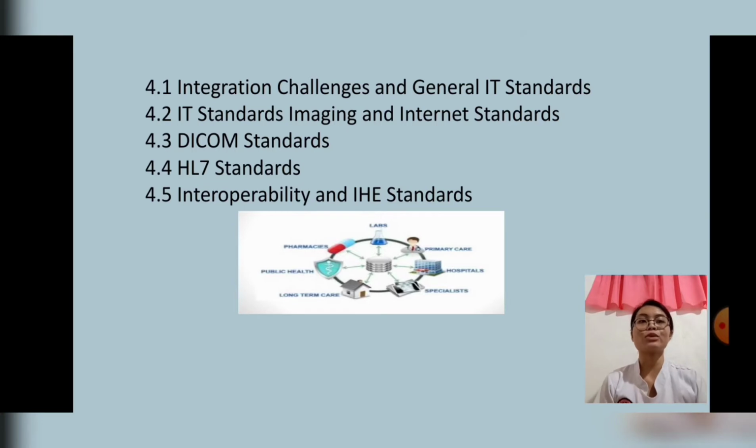So first thing that we are going to discuss is 4.1, integration challenges and general IT standards. 4.2, IT standards, imaging and internet standards. 4.3 is the DICOM standards. 4.4 is the HL7 standards, or Health Level 7 standards. 4.5 is interoperability and IHE standards.